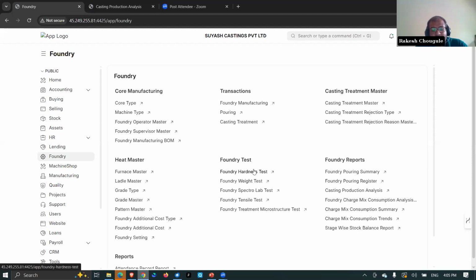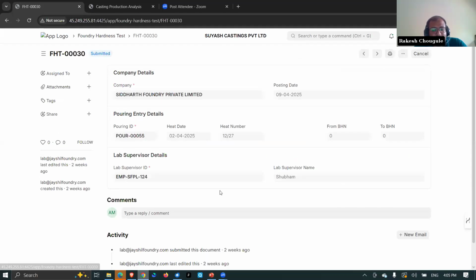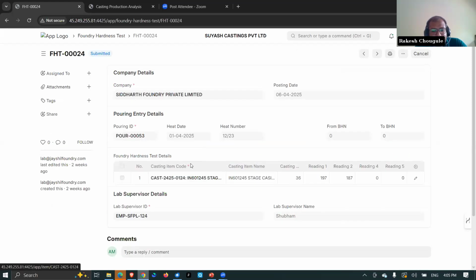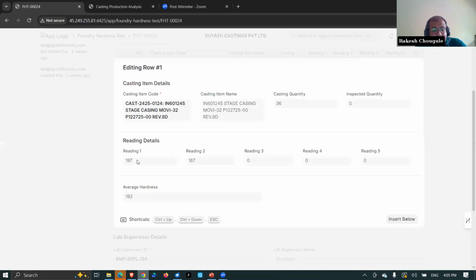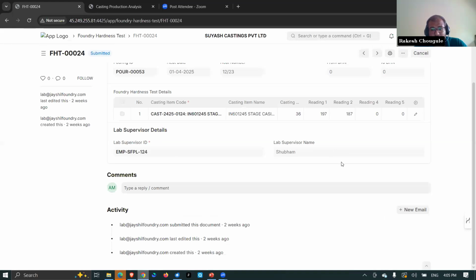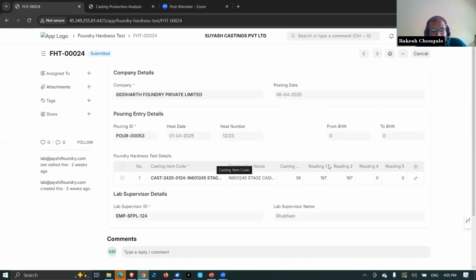Okay. So here are a lot of tests available. That is the hardness test. You can see here the BHN we have configured on a grade master, against which heat number, which supervisor has done this particular entry. You can see this particular casting has a hardness reading of 197, BHN 187. Then the average hardness is this. If this is within my range of hardness BHN, then it will be accepted, or it will be sent out to the rejection warehouse, or again for remelting.